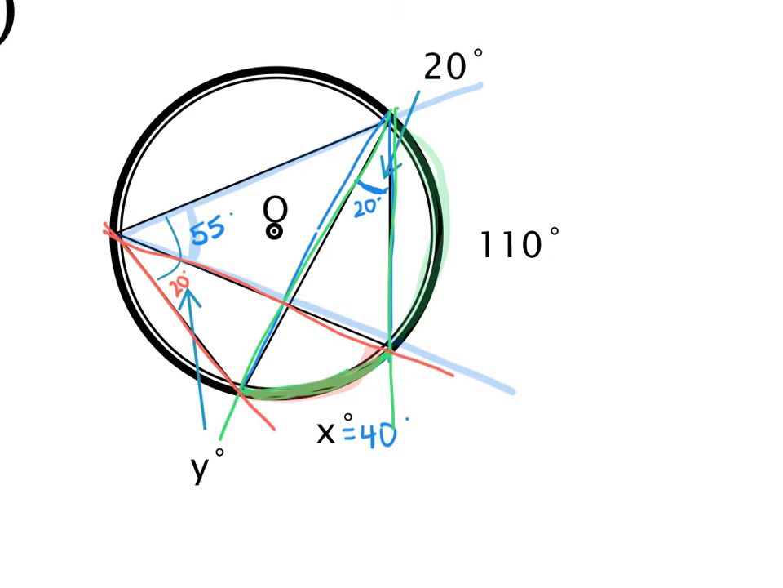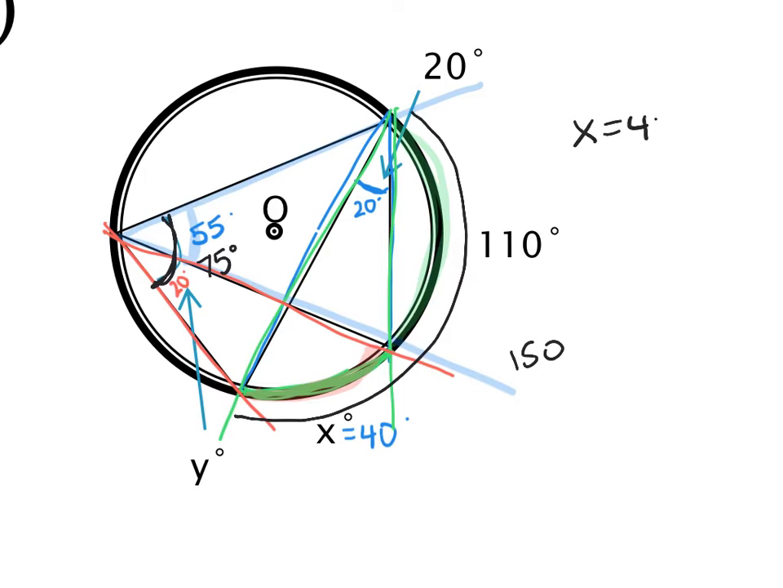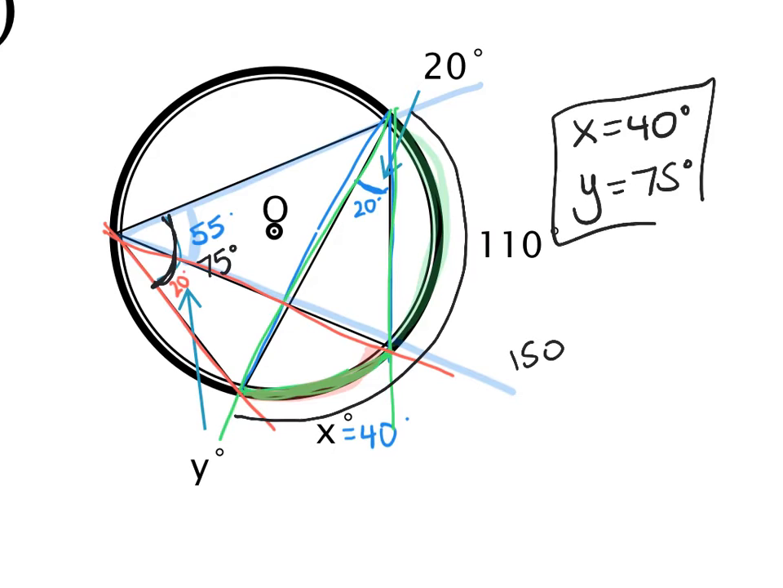So then I can say that this whole arc here, which is 110 plus 40, that's 150, and this is half of that, which is 75 degrees. Yep, you could do it either way. So x is 40, y is 75. How'd you get 40? X is double, it's double this angle.